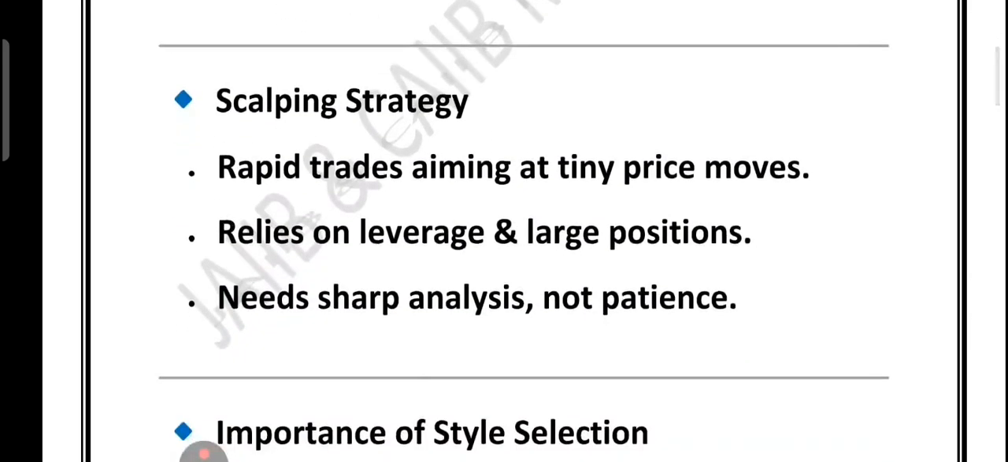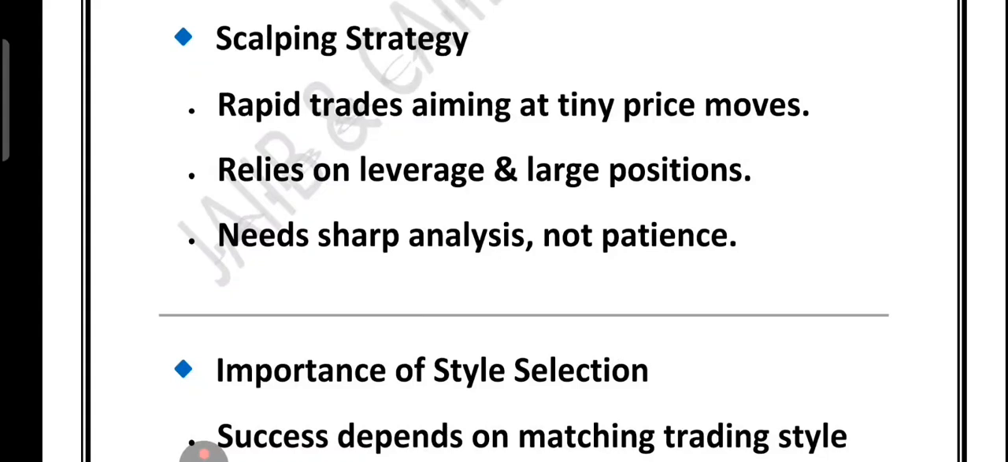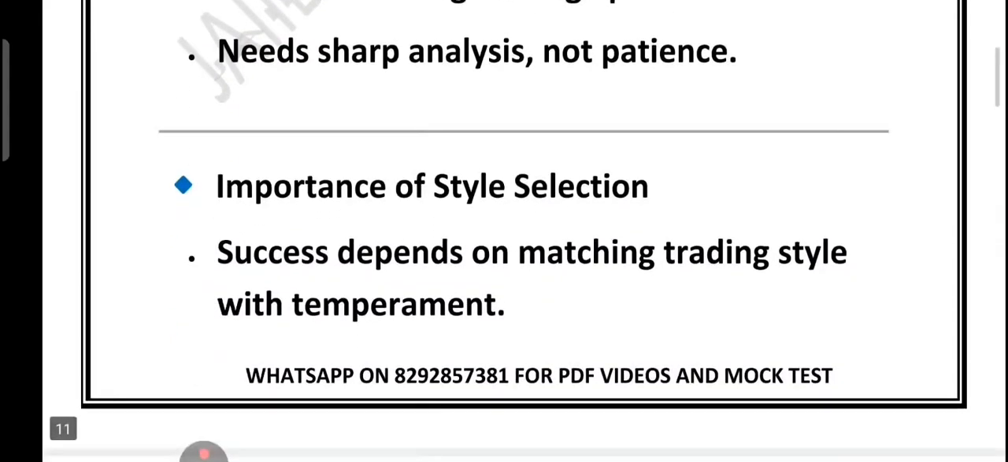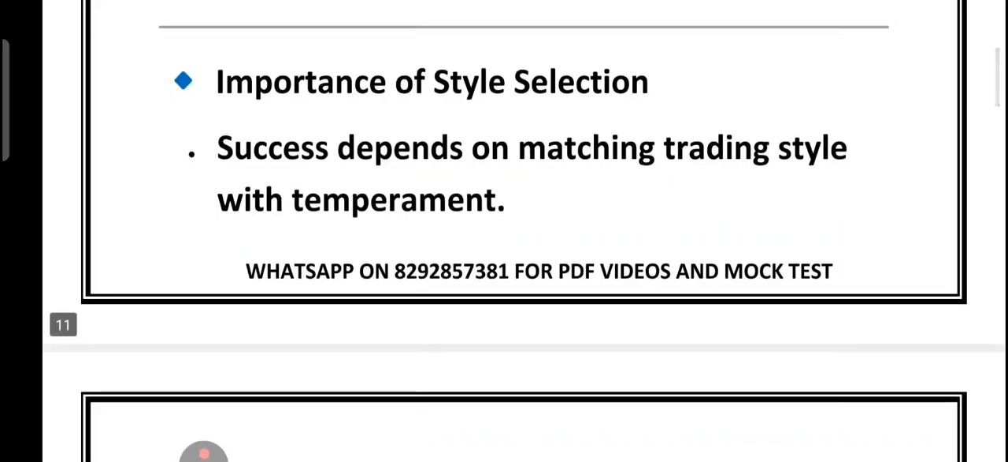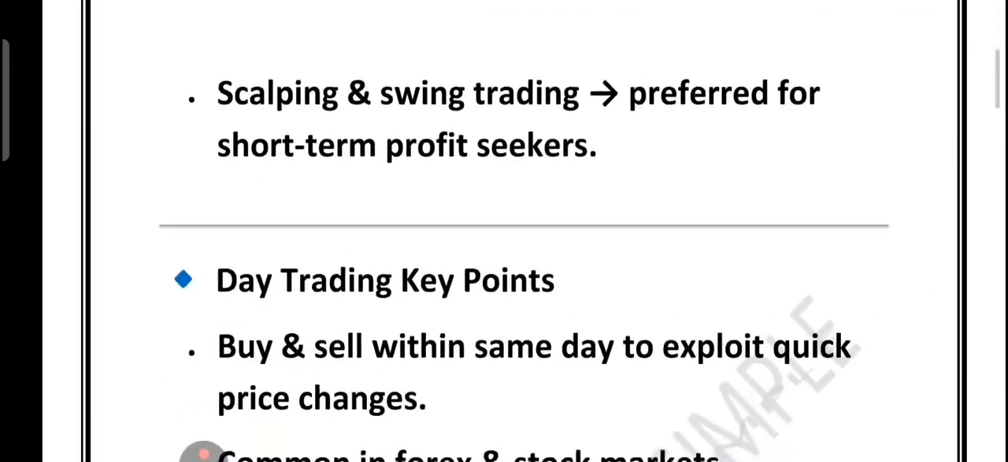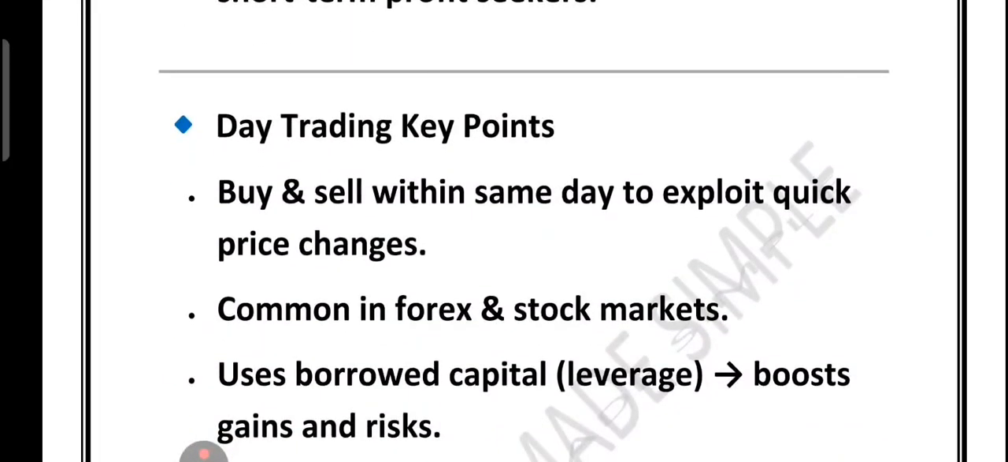So if we talk about scalping, what happened, that basically we are trading rapid trades, and it aims at tiny price move. And this scalping relies on leverage and large position. It needs sharp analysis. It does not need any patience. And style selection, the success depends on matching trading style with temperament. Now if you look at the day trading, this is the second type of swap arrangement that we have.